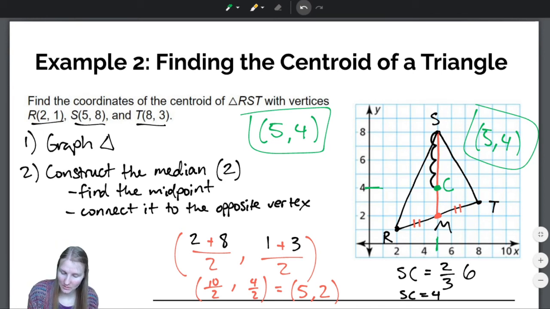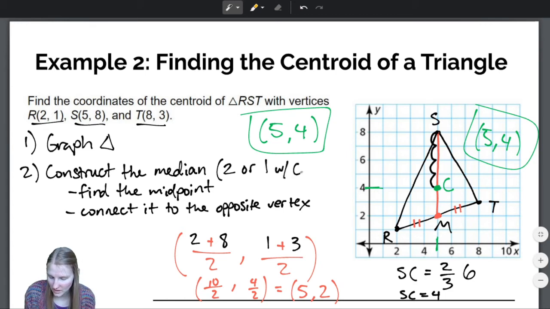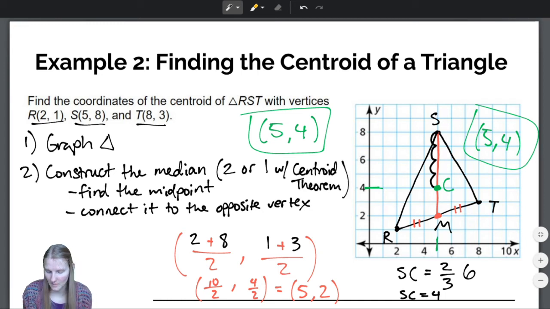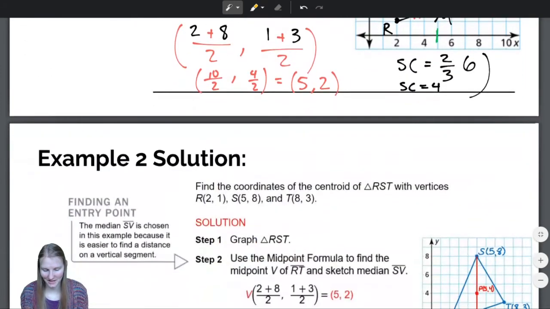So, you can make 2 medians, or you can make 1 median and use the centroid theorem. It's whatever you are most comfortable with. If you liked the first way we did it, use the first way we did it. If you liked the second way we did it, use the second way that we did it. Either way, let's check and see if we were correct.